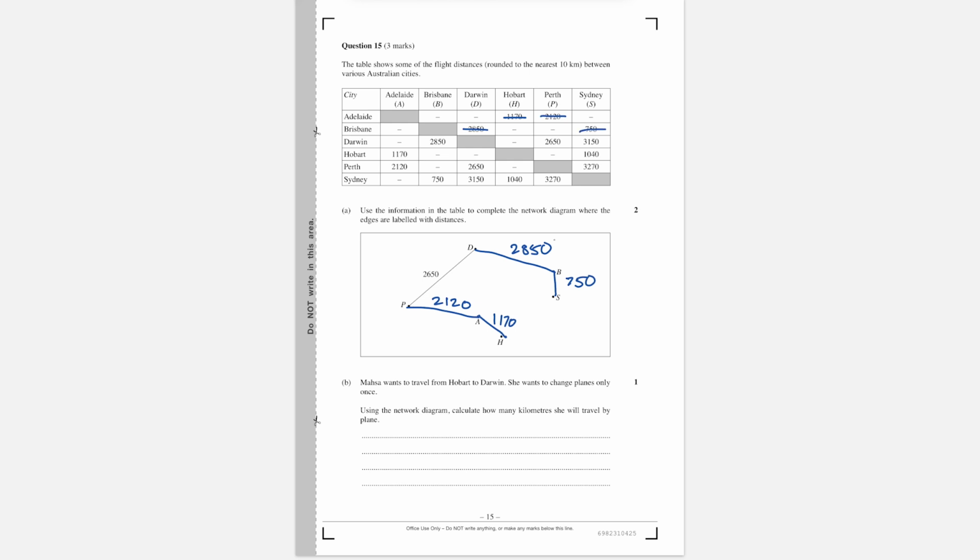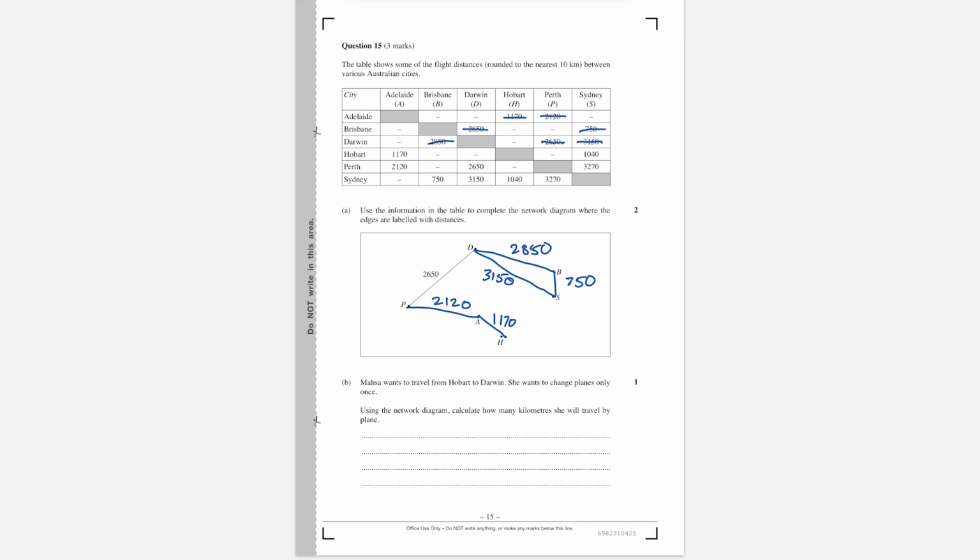Darwin to Brisbane, 2850, which we've already got. And Darwin to Perth, 2650, we've already got that too. Sydney to Darwin, 3150. We don't have that, so let's add it in. 3150.